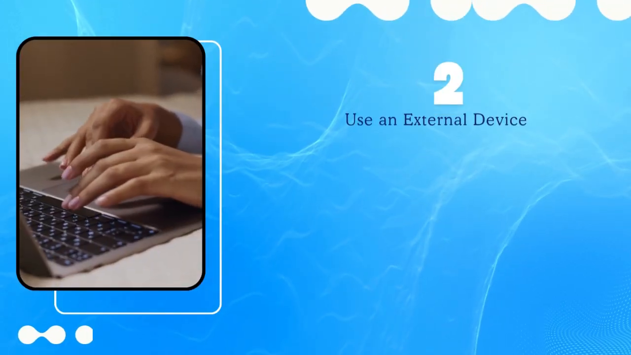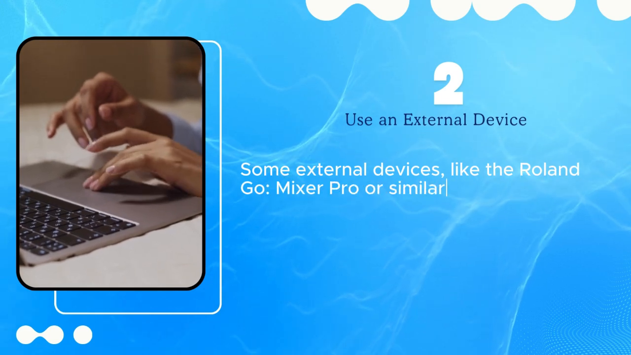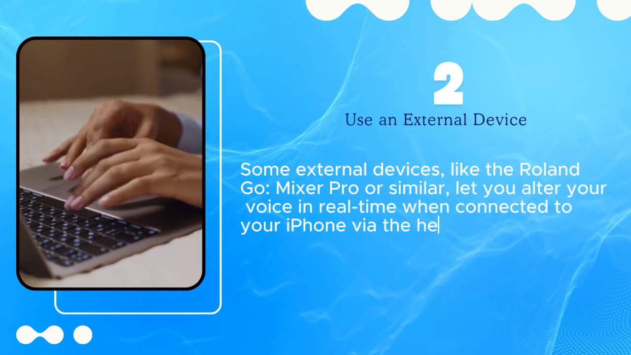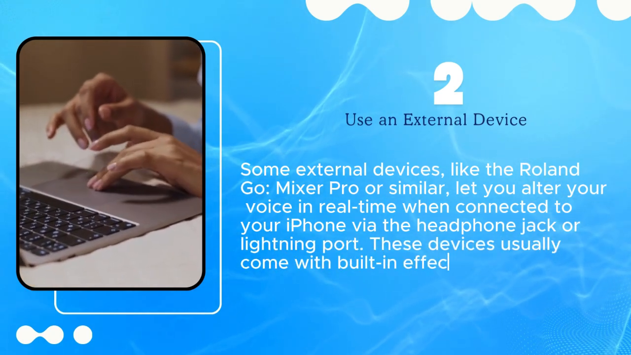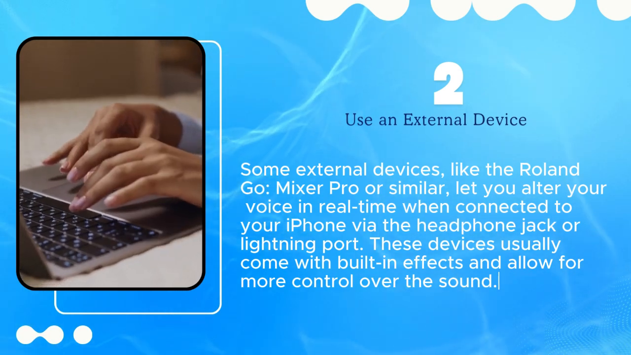2. Use an external device. Some external devices, like the Roland Go Mixer Pro or similar, let you alter your voice in real time when connected to your iPhone via the headphone jack or lightning port. These devices usually come with built-in effects and allow for more control over the sound.